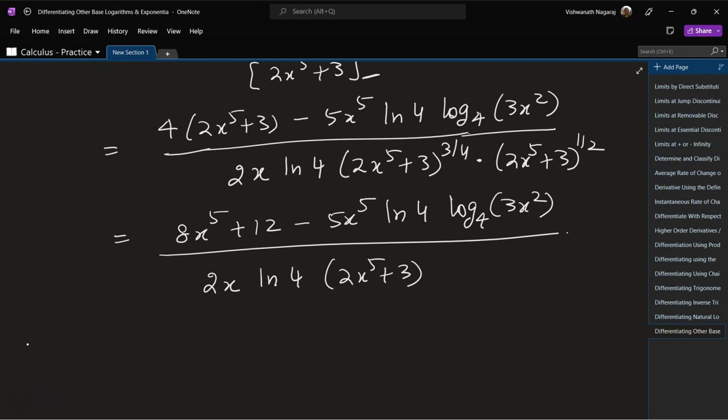plus 1/2. So 3/2, 4 is the LCM. So 3 plus 2, 5/4. So that is the derivative.